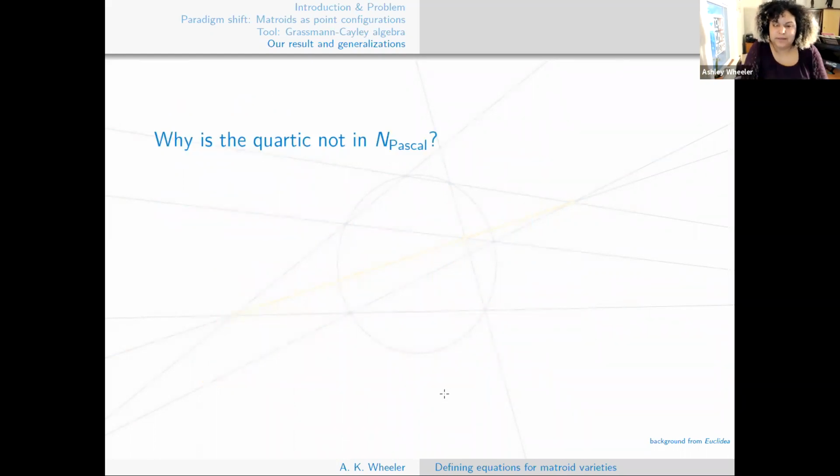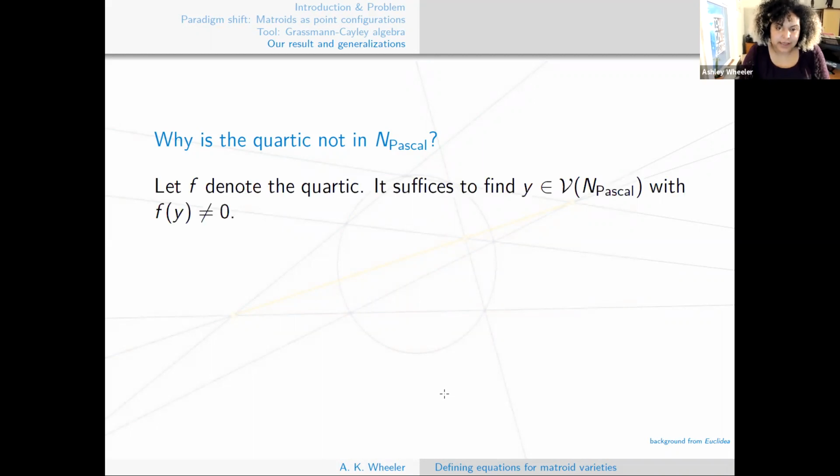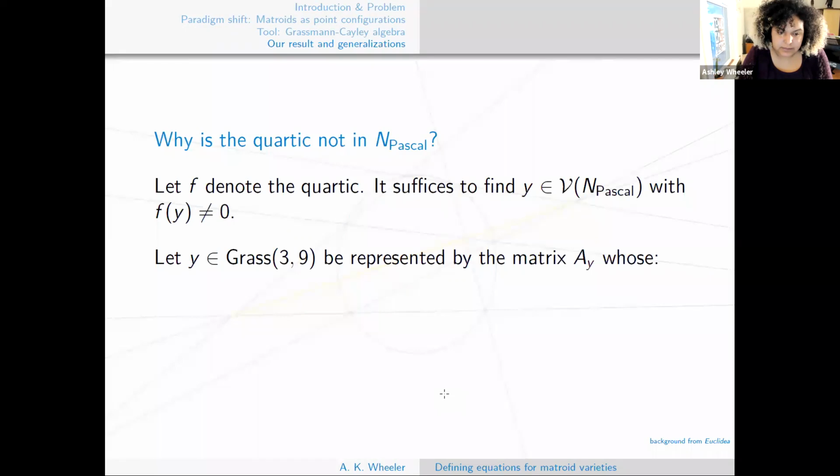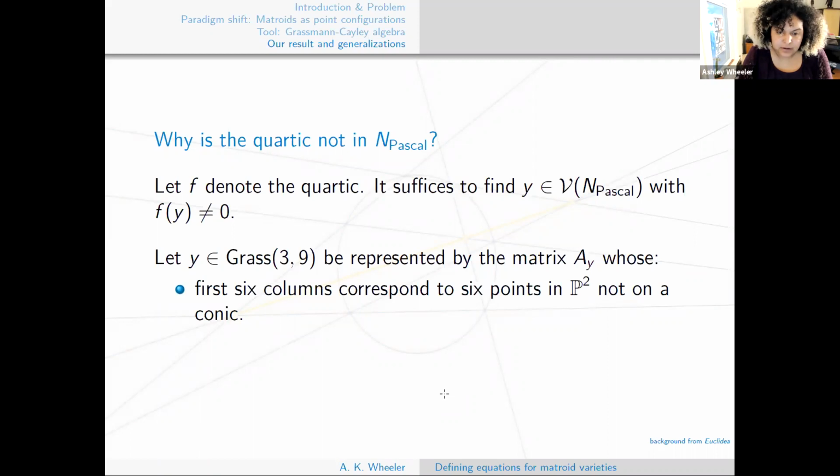Now, the proof wouldn't be complete if I didn't argue that this quartic is not already in I Pascal. It really is something different. So I'm going to give the quartic a name. I'll call it F. And then to show that it's not in I Pascal, it's enough to find a point Y in B of I Pascal where F doesn't vanish. So I'm going to let Y be represented by the matrix A_Y, whose first 6 columns correspond to 6 points in P2 not on a conic, and whose last 3 columns are 0.